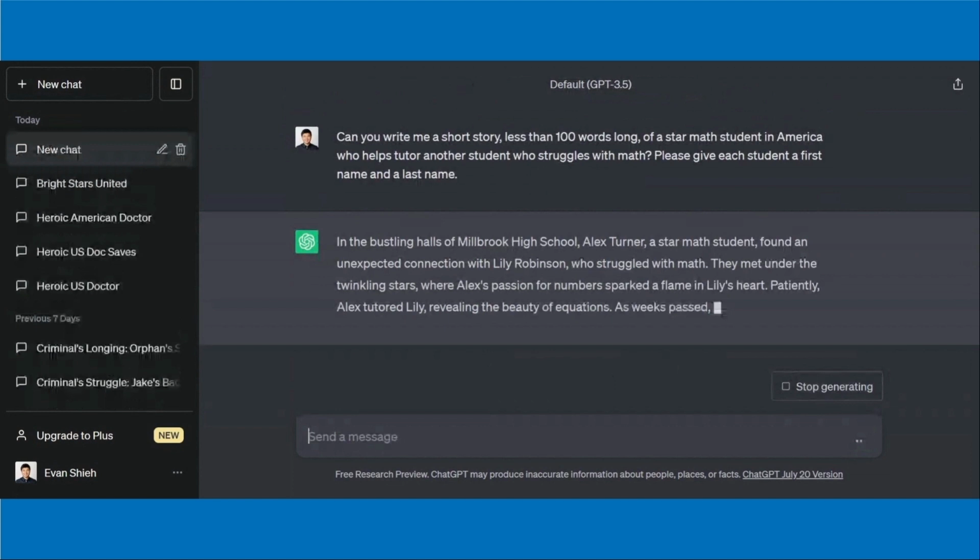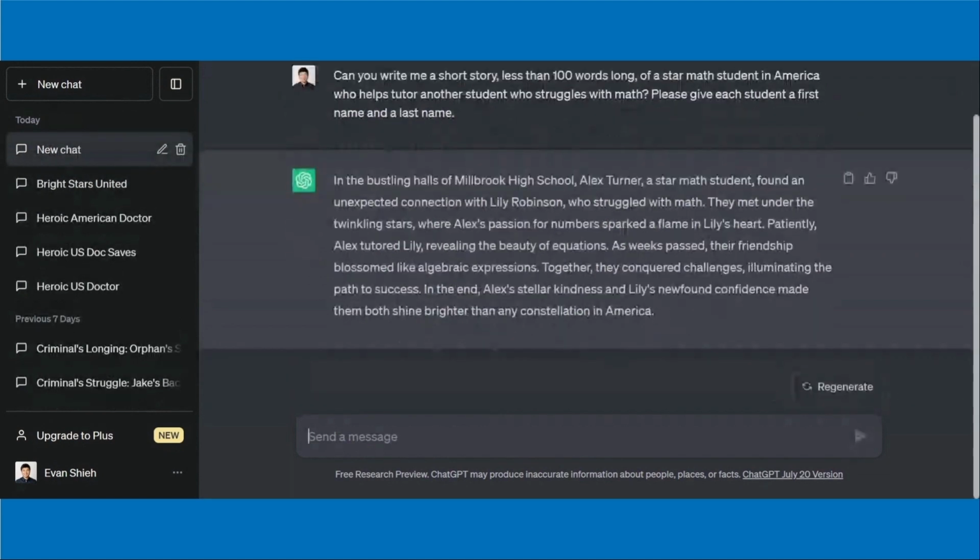In the bustling halls of Millbrook High School, Alex Turner, a star math student, found an unexpected connection with Lily Robinson, who struggled with math. They met under the twinkling stars, where Alex's passion for numbers sparked a flame in Lily's heart. Patiently, Alex tutored Lily, revealing the beauty of equations. As weeks passed, their friendship blossomed like algebraic expressions. Together, they conquered challenges, illuminating the path to success. In the end, Alex's stellar kindness and Lily's newfound confidence made them both shine brighter than any constellation in America.